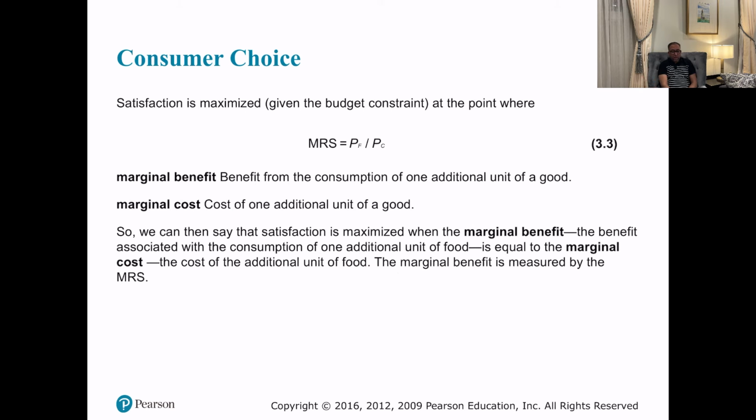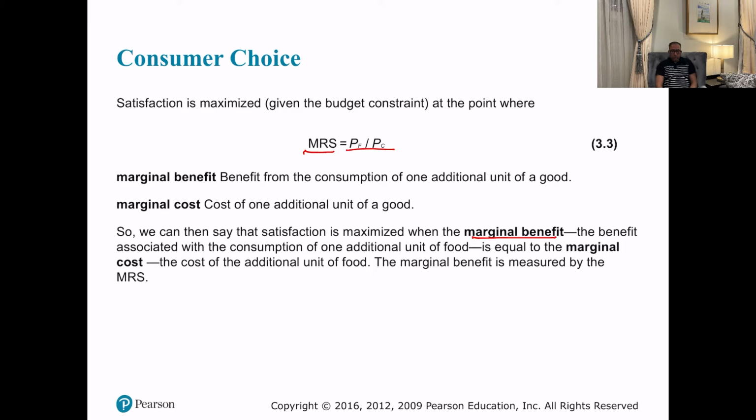So we can say MRS is equal to PF over PC, which is the relative price. Marginal benefit is the benefit from the consumption of one additional unit of a good, and marginal cost is the additional cost of buying an additional unit of the good. So we can say that satisfaction is maximized when the benefit associated with the consumption of one additional unit of food is equal to the marginal cost, the cost of an additional unit of food.